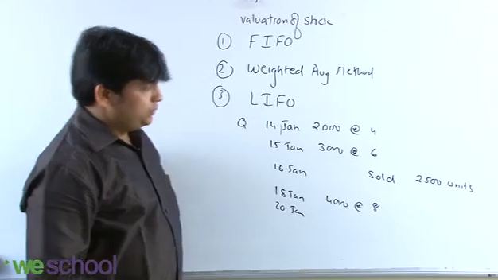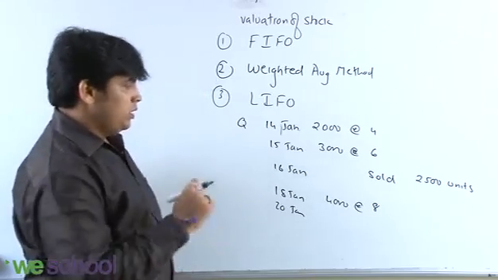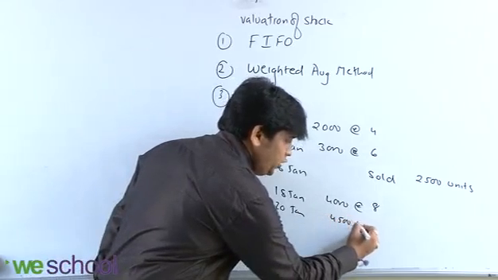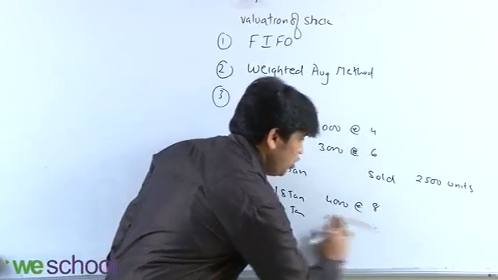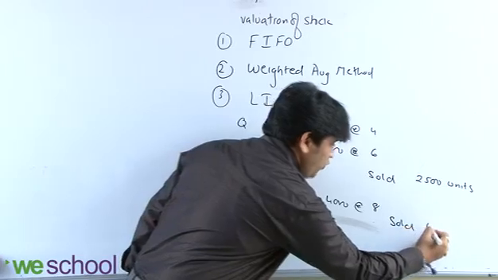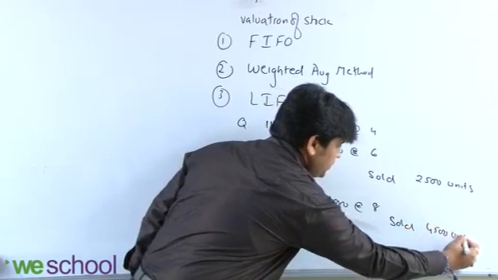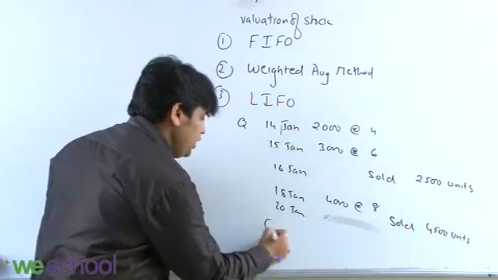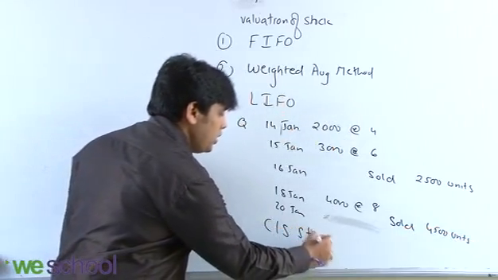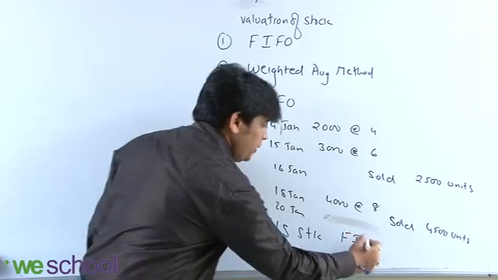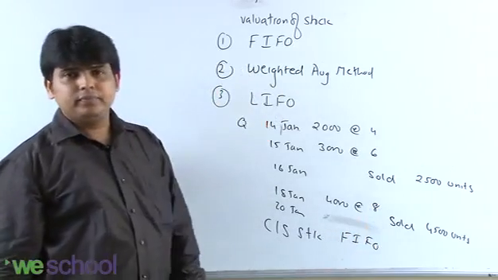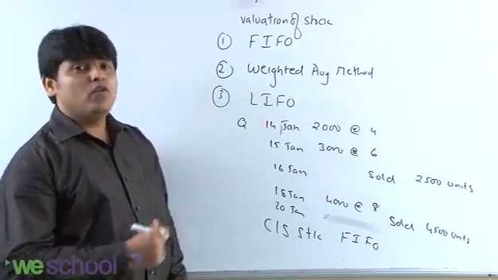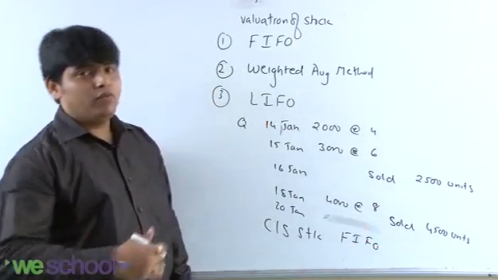Chalo. Then on 20th, you sold 5,000 units, not 5,000, 4,500 units. Now my question is, find closing stock by FIFO method. What do you mean by FIFO method? First in, first out.